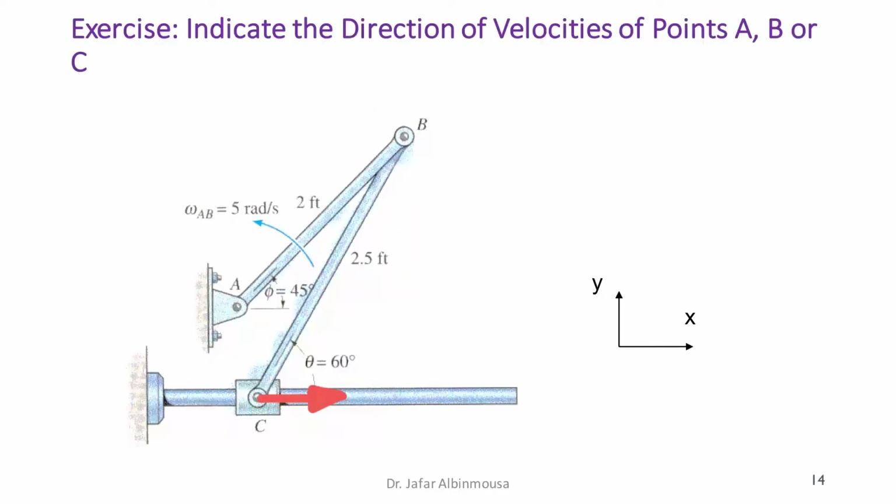Now, if you consider this arm as your reference, you will not know if this is perpendicular or not, because this one is not only rotating, it's rotating and translating. So if you focus only on AB, then the velocity of B would have to be perpendicular to AB. And this is how we can determine the velocity of B.